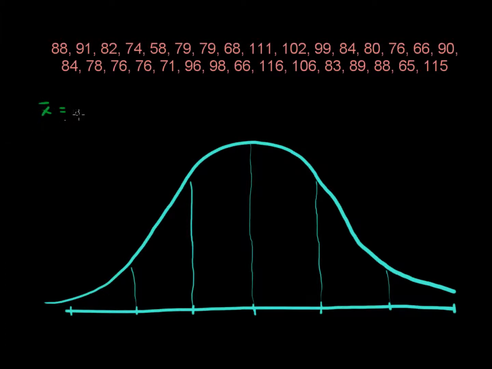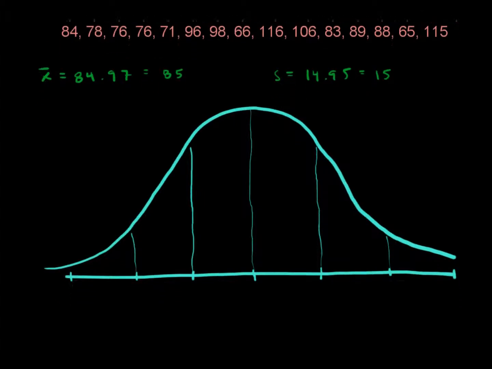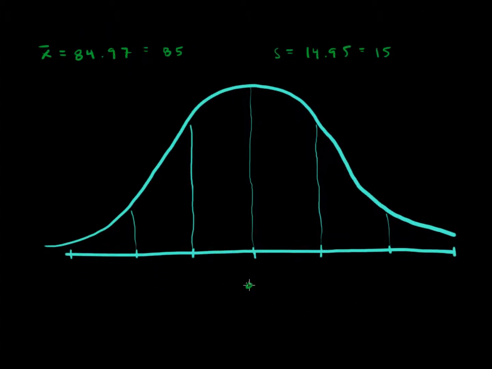For this data set, the mean was 84.97, but let's just say it's 85 for the purposes of addition. And the standard deviation, 14.95. Let's just round that up to 15. So filling in the curve, 85 is going to be in the middle, and then we're just going to add one standard deviation this way, so 100, 115, and 130. Subtracting a standard deviation going the other way, so 70, 55, and 40.